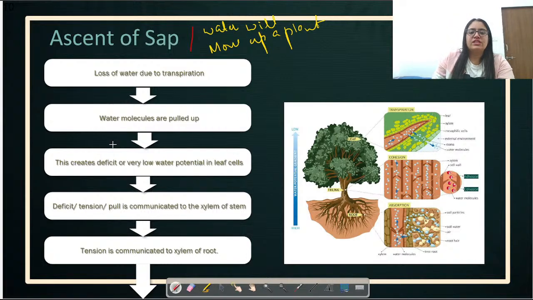Okay, so see students, what will happen first? First, water will be lost due to transpiration.